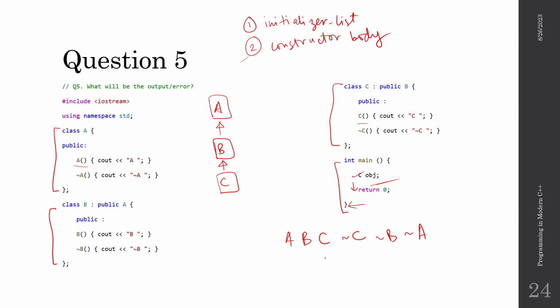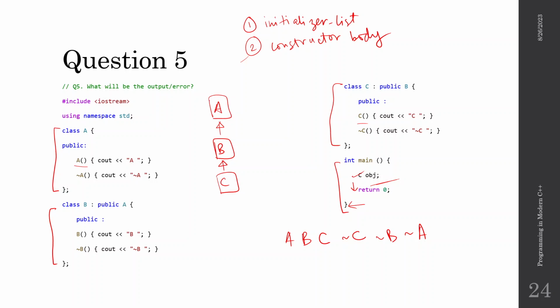So the answer is this: A B C and then tilde C, tilde B, tilde A. So you have to remember this trick basically. If your inheritance pattern is like this, B inherits from A and C inherits from B, then the constructor and destructor call pattern is like this.